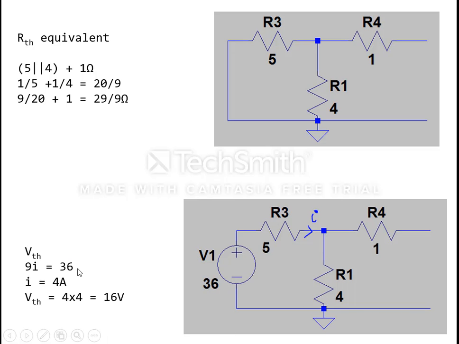And here comes VTH. 9I1 is equal to 36. This 4 and this 5, 4 plus 5 is 9. Current is equal to 36 by 9, so I is equal to 4 amps. So the current coming here is equal to 4 amps.